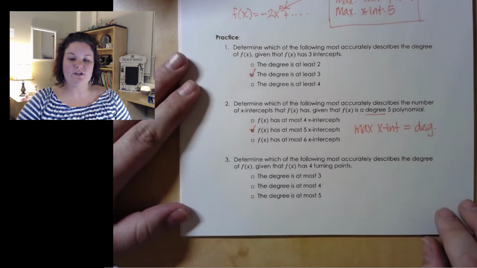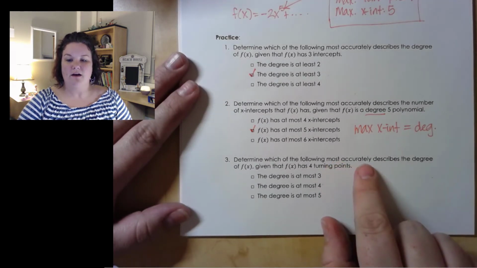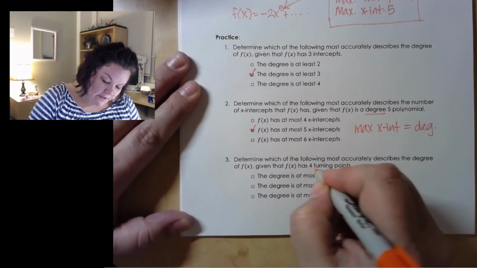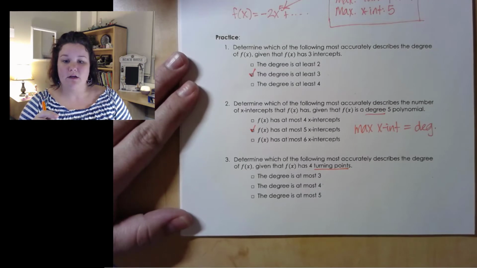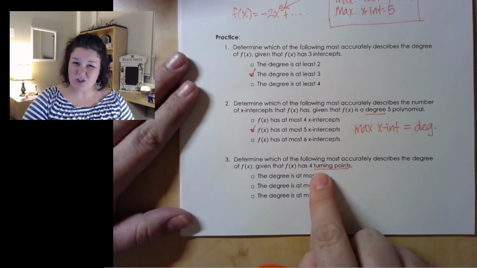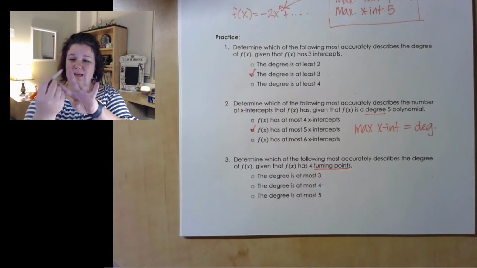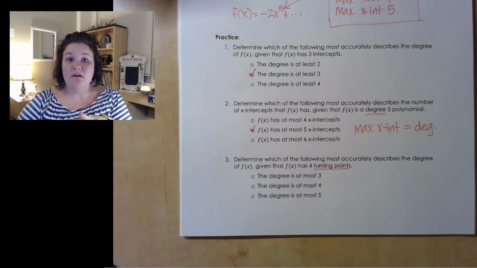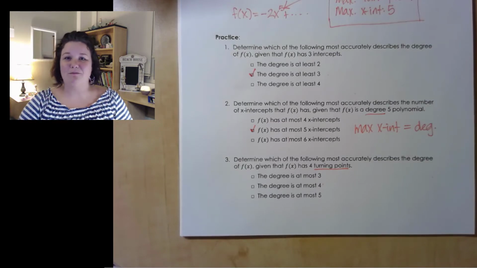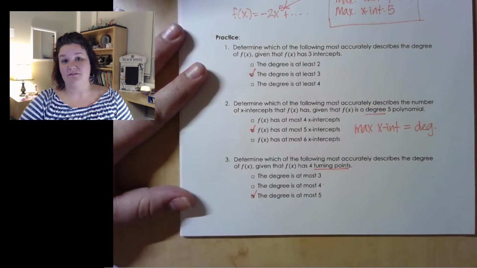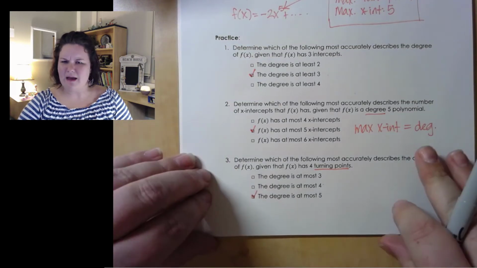It says, determine which of the following most accurately describes the degree of f of x given that f of x has 4 turning points. Remember, when we're talking about turning points, we can have at most 1 less than the degree of that polynomial. So if we ended up with 4 turning points, remember turning points are like in between those intercepts. So if we ended up with 4 of them, that means we need one more intercept than 4, which would be 5. So the degree would have to be at most 5. Okay? All right. So hopefully that made sense.